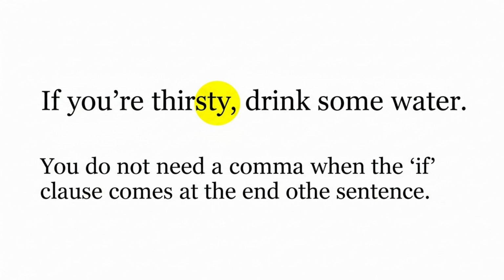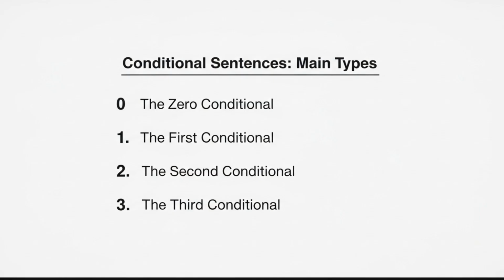In English, there are four main types. We label them simply the zero conditional, the first conditional, the second conditional, the third conditional. I don't always like teaching them just by numbers. It is often better to think of them by the situation they describe, whether the situation is real or imaginary, and whether it is in the past, present, or future. Let's break them down one by one.